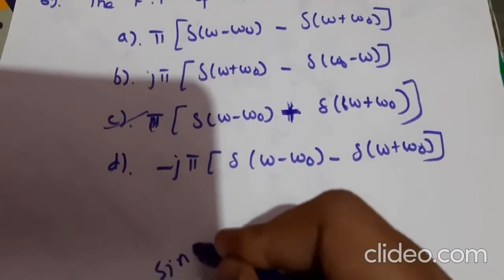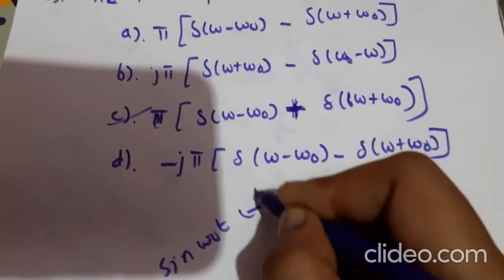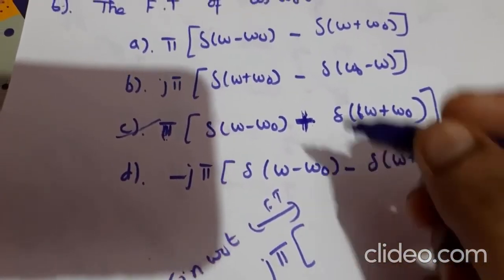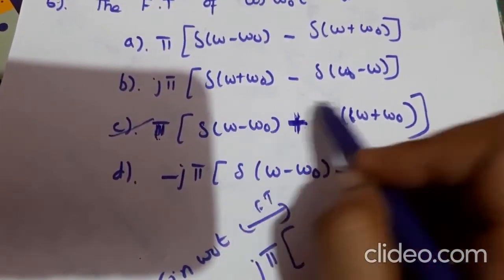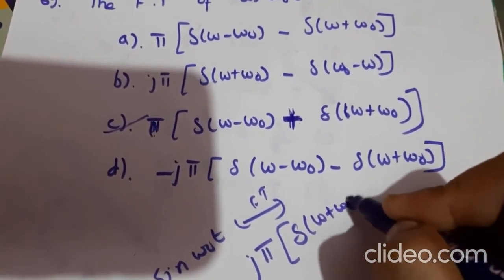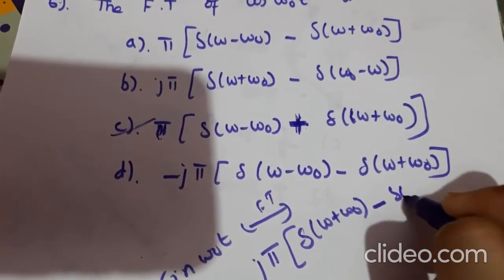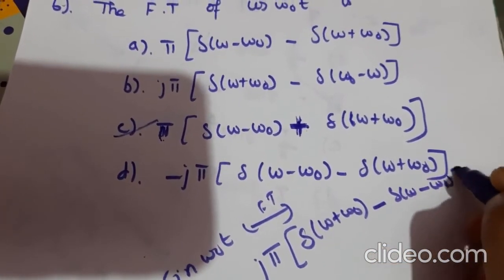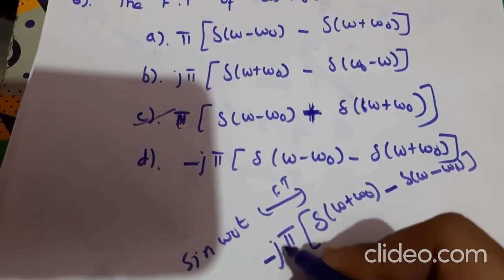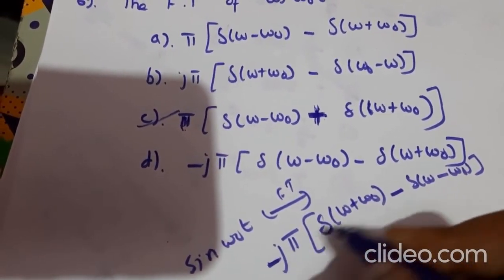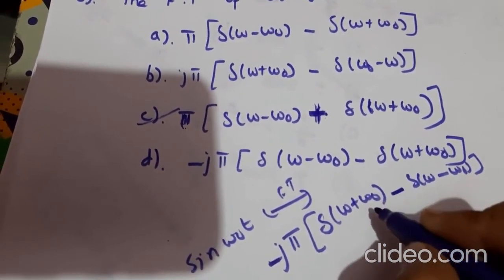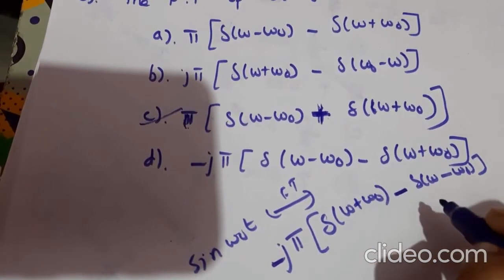In case of sin omega naught t, the Fourier transform is j pi, and we just interchange these two, that is delta of omega plus omega naught minus delta of omega minus omega naught. And this is again the imaginary part with a minus symbol, and here also minus. So this is the Fourier transform of sin omega naught t.